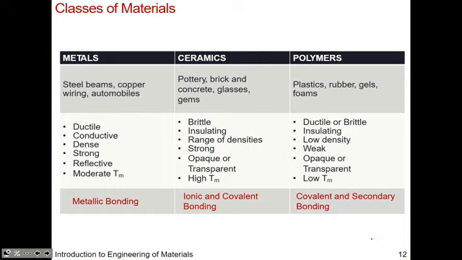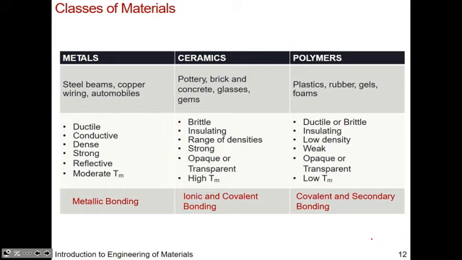So in metals, we've discussed structural steel, right? Some examples of metals in applications are steel beams, copper wiring, automobiles. We've also talked about cobalt, lithium. So there are a lot of examples of metals in the periodic table. In terms of the properties, metals are ductile, they're conductive, right? We sort of know colloquially that copper is conductive and it's used in wiring.